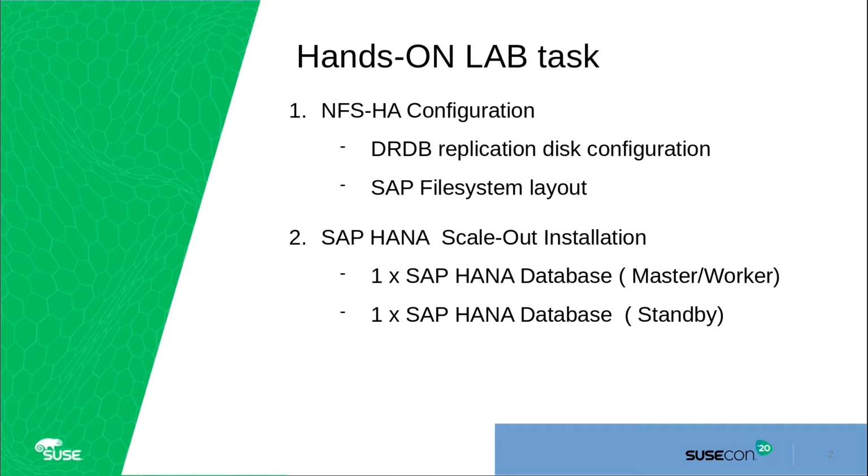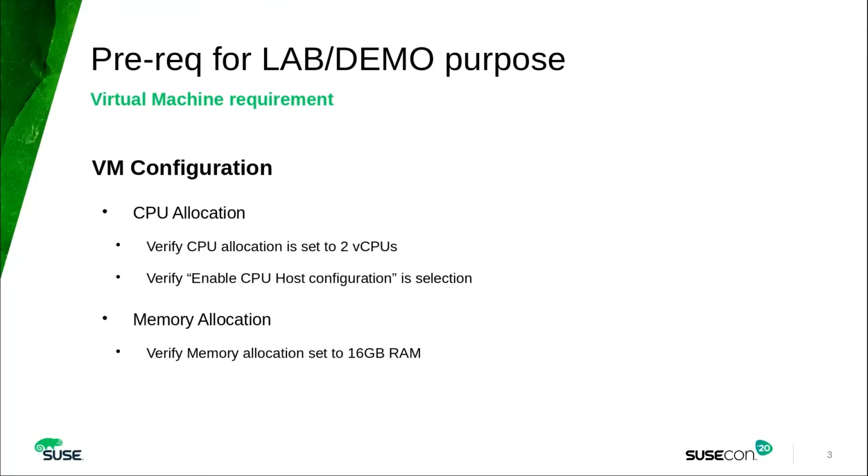One node will act as the master and also a worker node, and the other one will act as the standby node. This is the VM configuration that I prepared for this demo. I put 2 virtual CPUs for each node, then I enable the CPU host configuration. If you deploy this VM in your environment, make sure you enable the CPU host configuration, because it will take some of the configuration from your physical BIOS level for the KVM host.